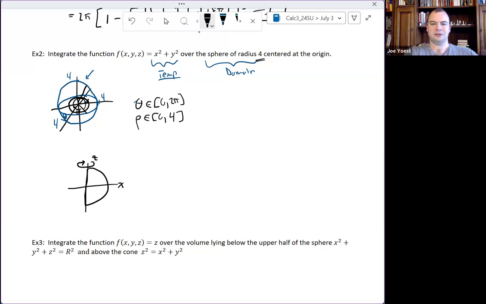So I actually don't want phi to go from 0 to 2 pi. I don't want it to go all the way around. I want it to go from, remember phi is this angle here, from 0 along the positive z-axis down to pi along the negative z-axis. It's going to trace out that half circle. And then when I take that half circle and rotate it around 360 degrees or 2 pi radians around the z-axis, that traces out my entire sphere.